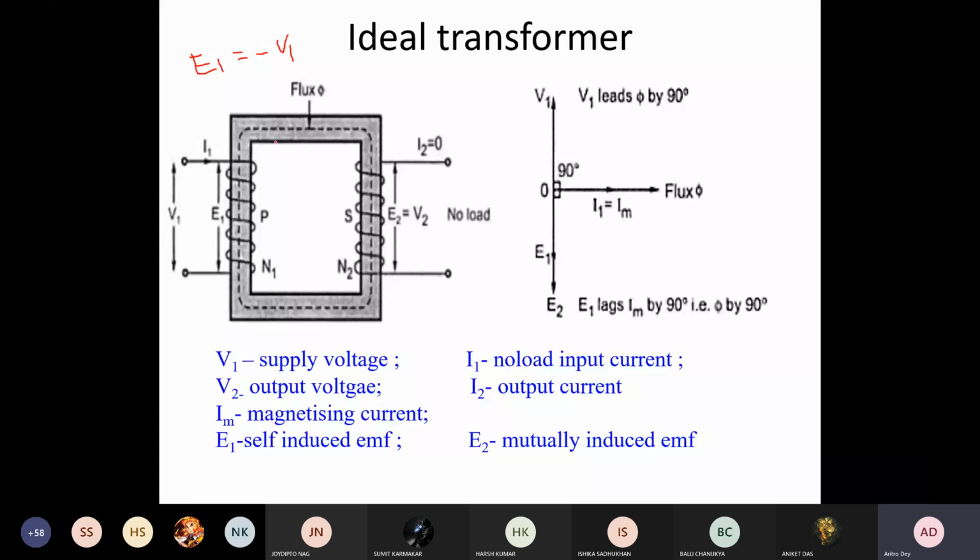Accordingly, depending on the nature of your winding, you can draw your polarity. E1 and E2 will have the same polarity, because that is how you can maintain the Lenz law here. So E1 lags Im by 90 degrees, and E2 is also the same. E2 is the mutually induced EMF in the secondary.